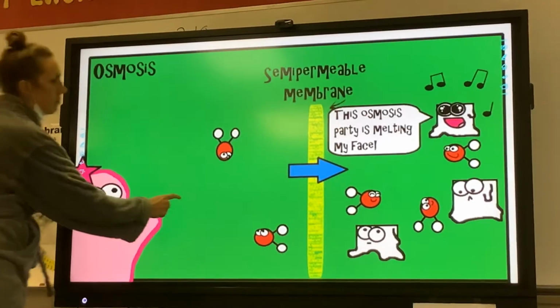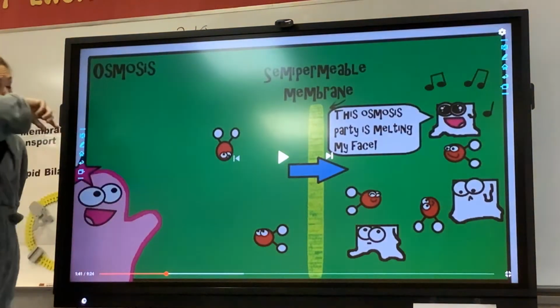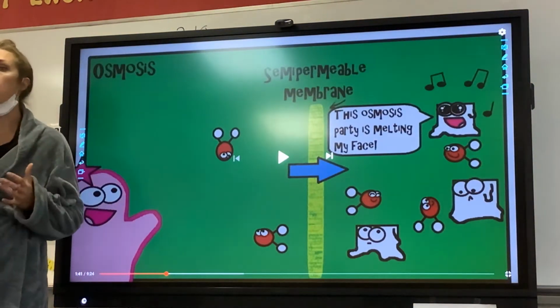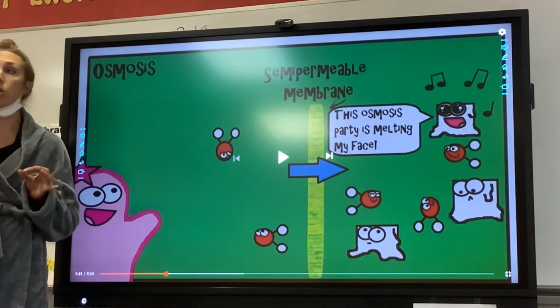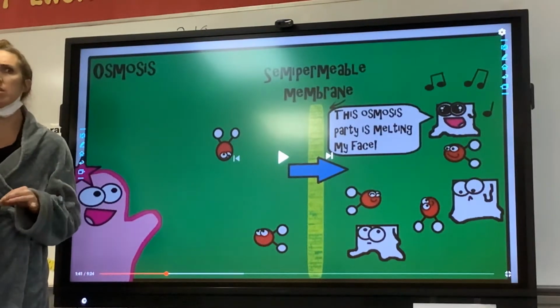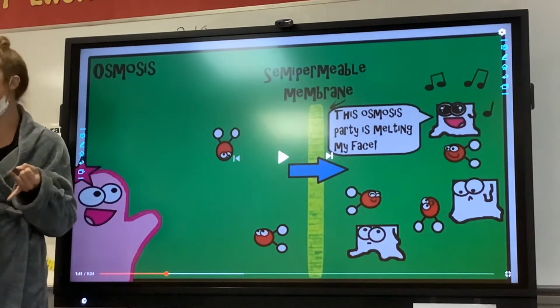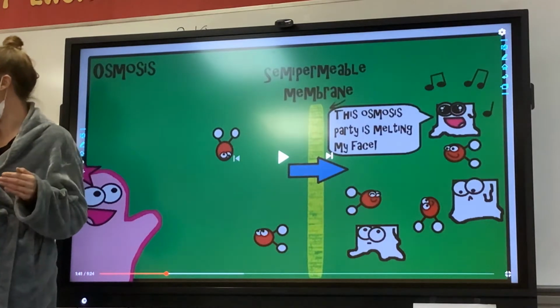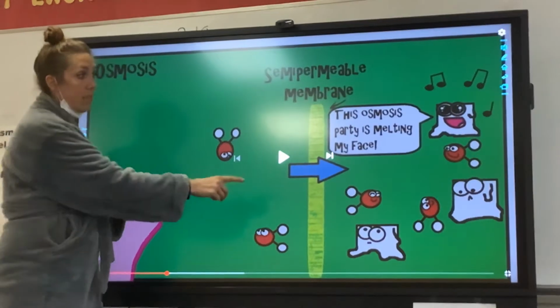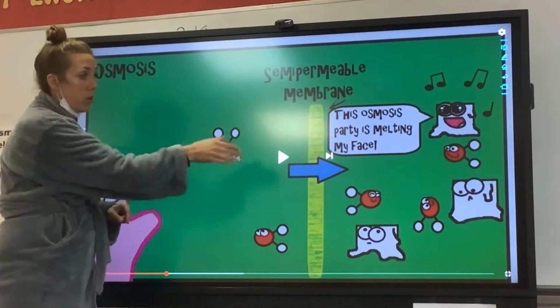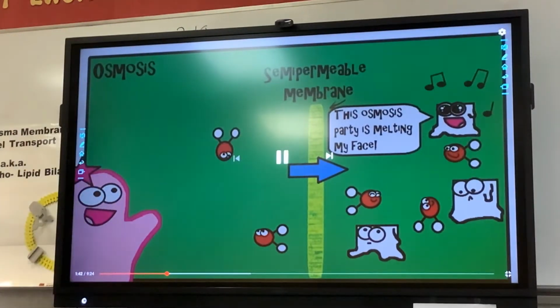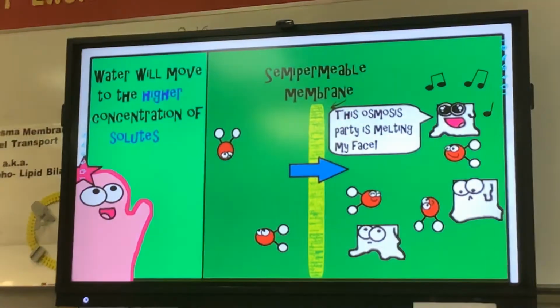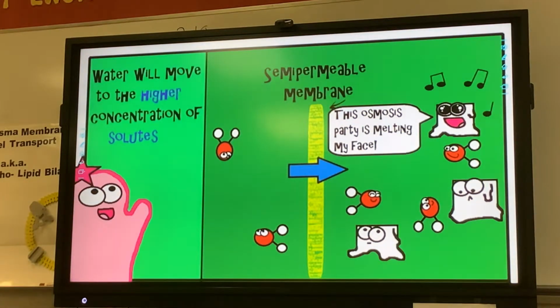So what we're gonna learn about is water goes to the party. We have to figure out where the solute particles are, not the water particles, but where's like the solutes? Where's the sugar? Where's the glucose? Where's the thing that they're talking about? And water's gonna go to the party, okay? So obviously the party's over there, water's going to the party.